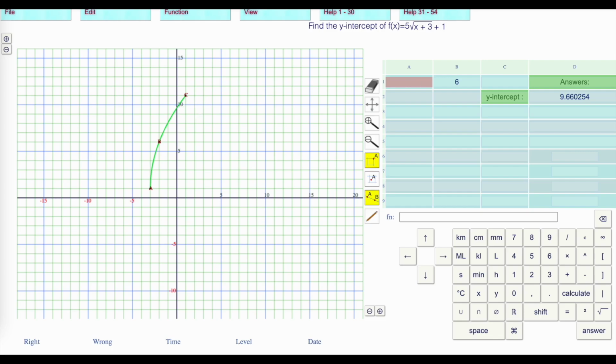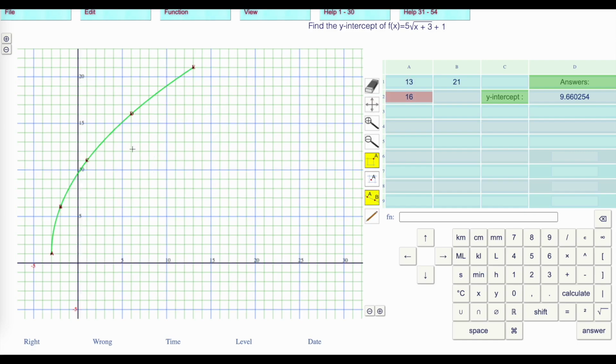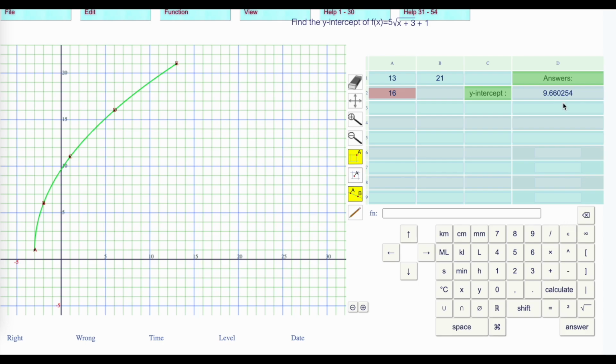Let's try positive 2. The next one would be 9 more than negative 3, and we're going to get 16. Then if we went 16 more, that would give us 13 and 21. It's going to keep opening this way. And we can see that the y-intercept is 9.660254. And then we press answer to see if we are right.